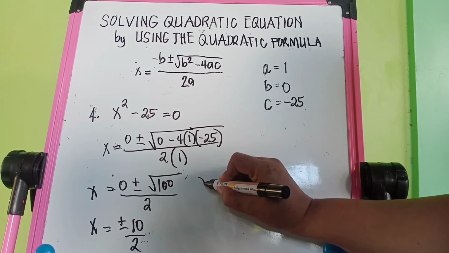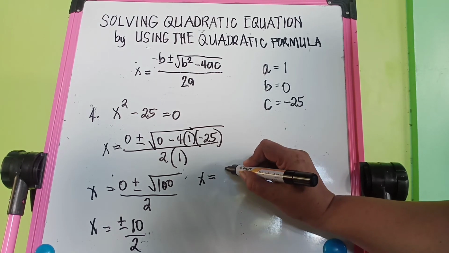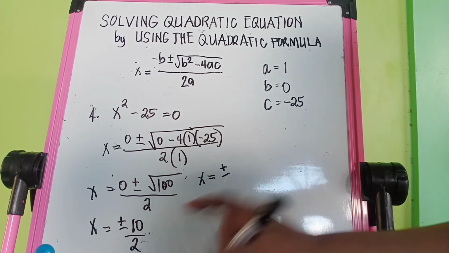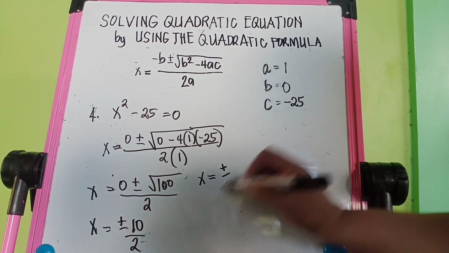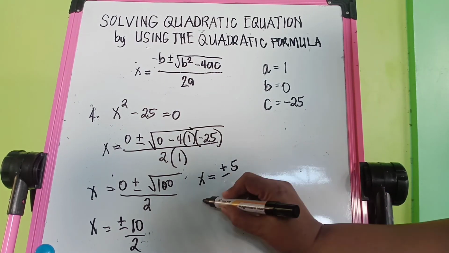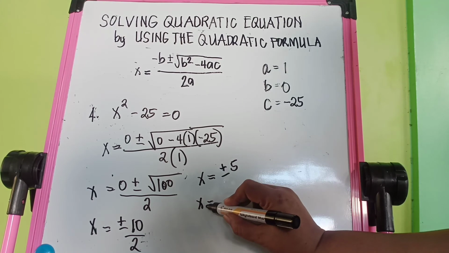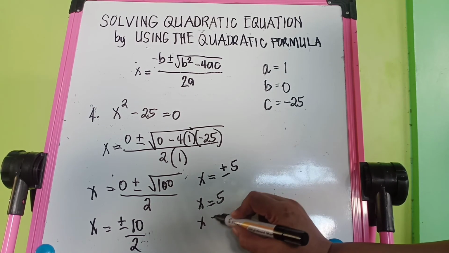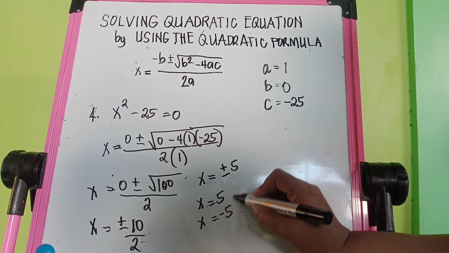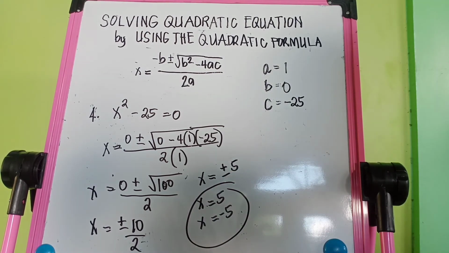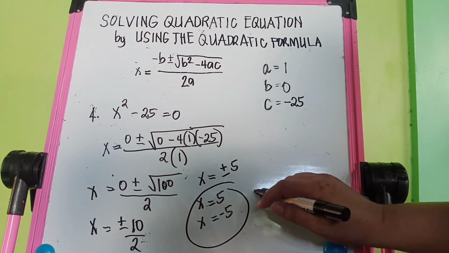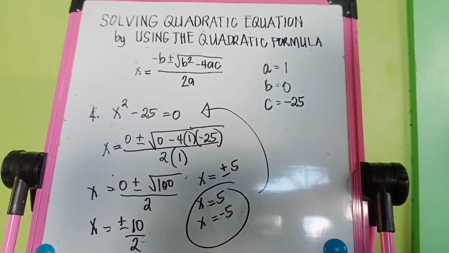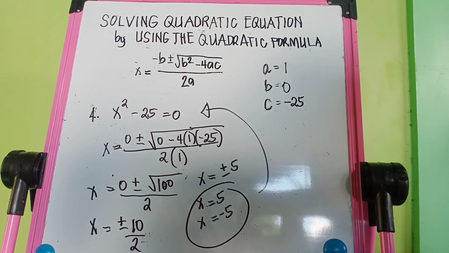Okay, so x is equal to positive, negative, square root of 100 is 10 over 2. And for the values of x, we have positive, negative what? 10 divided by 2 is 5. So, x is pwedeng maging positive 5, pwede rin naman siyang negative 5. Okay, so these two are now the solutions of this equation. Okay, naintindihan ba?